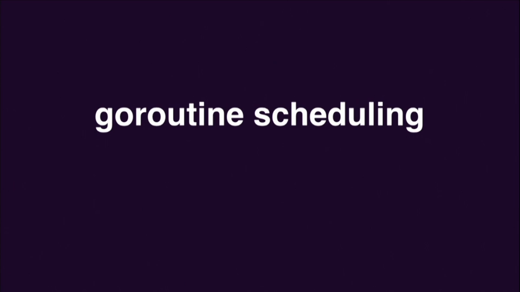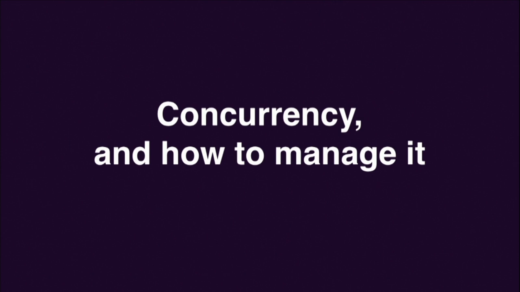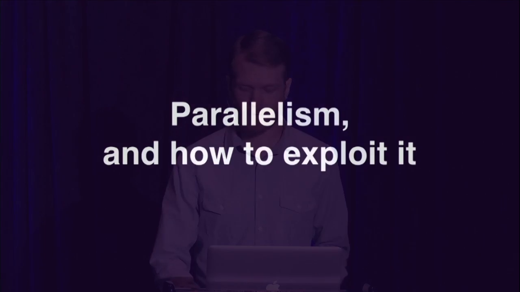And so Goroutine scheduling, as I said earlier, is very low overhead, and that low overhead is key to the way that we know how to write Go programs. And this is instrumentation that's built into the Go runtime that allows us to see the decisions that are made by the Goroutine scheduler. And so it's a fairly special tool. I don't know that it would be possible to write outside of modifying the runtime to get this data. And so this is a tool that can help you with concurrency and how to manage it, and with parallelism and how to exploit it to make sure that your programs are running as quickly as they possibly can.